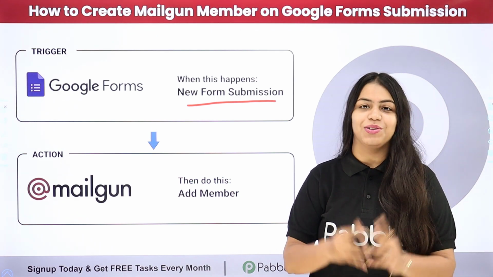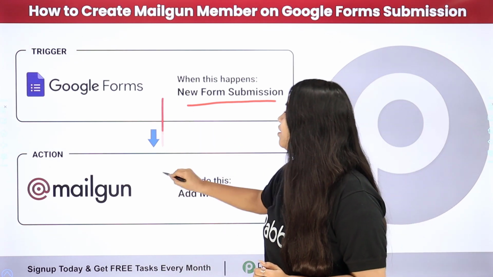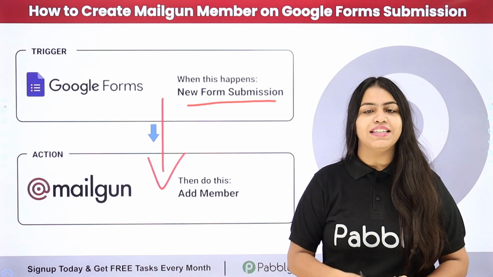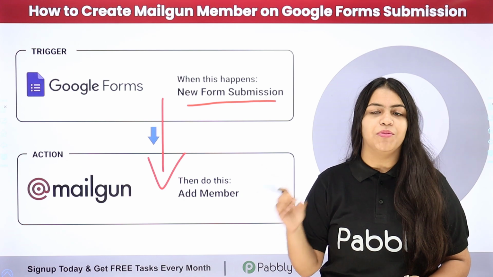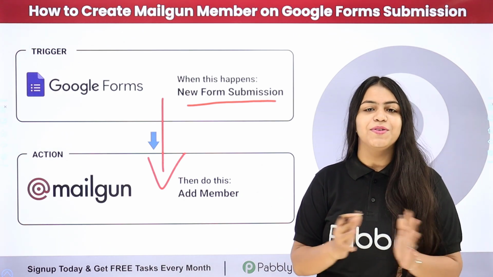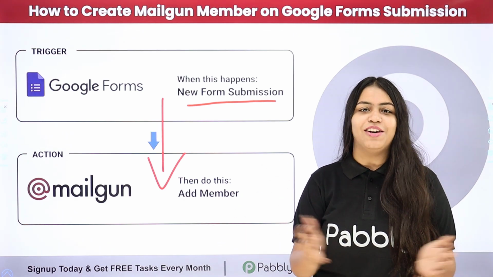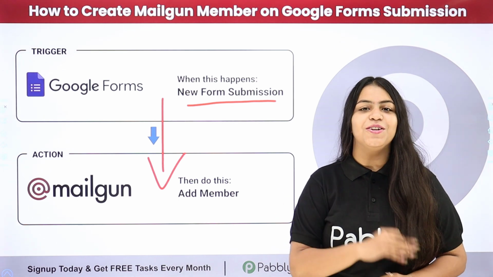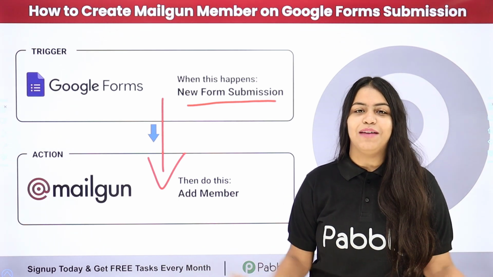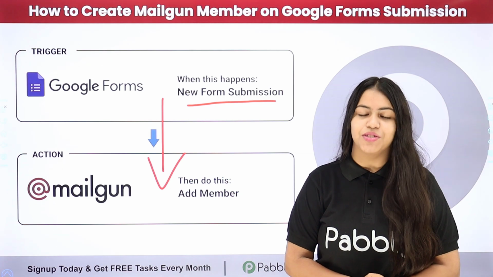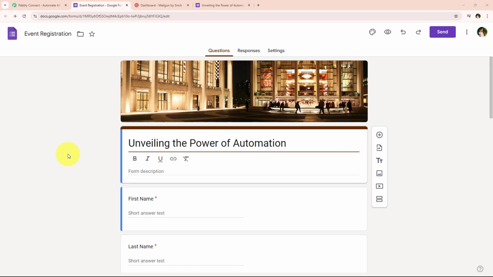So to do this, we are going to create a connection between Google Forms and Mailgun. To create this connection without knowing any programming or coding language, we are going to use Pabbly Connect. It is an amazing automation software. So do you also want to learn this process step by step? Then let me take you to my computer screen. Welcome to my screen everyone.